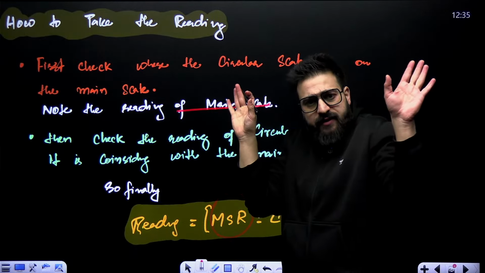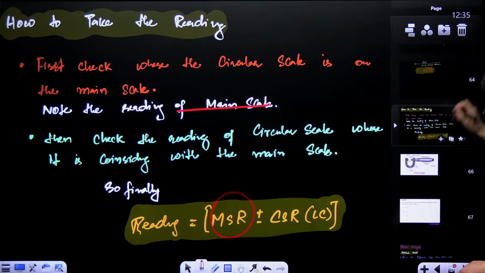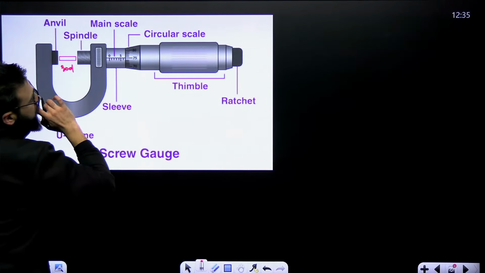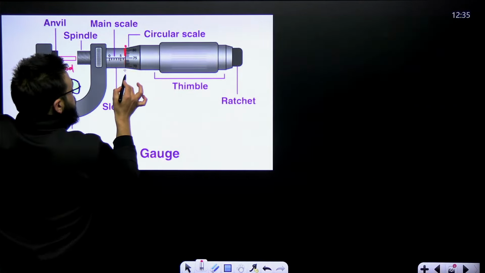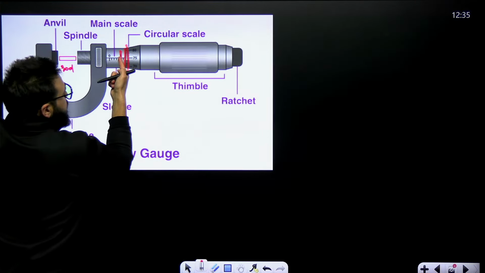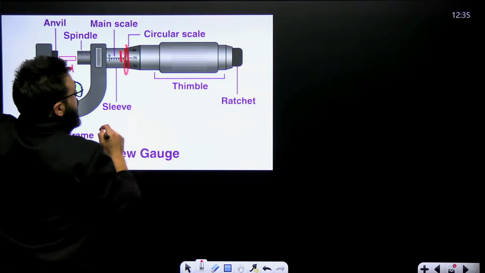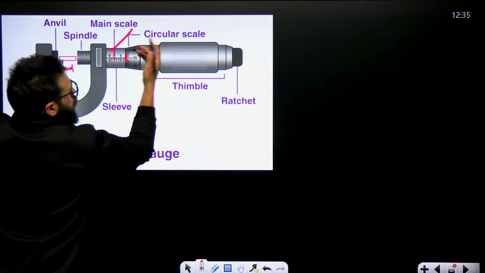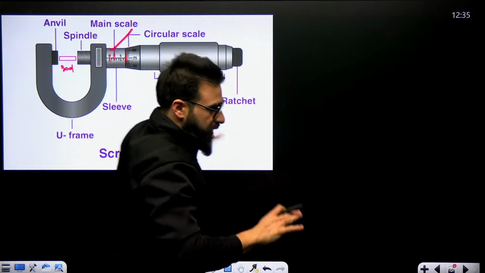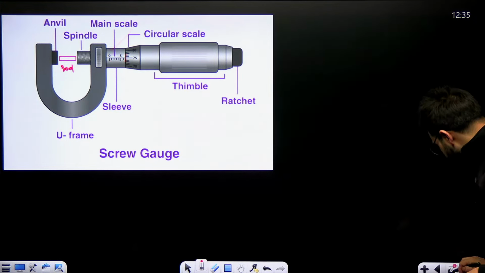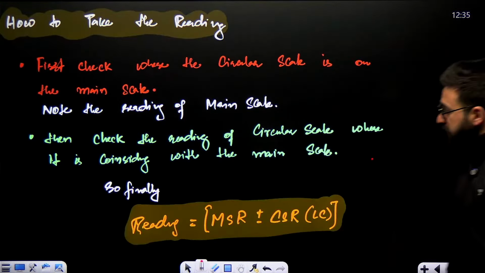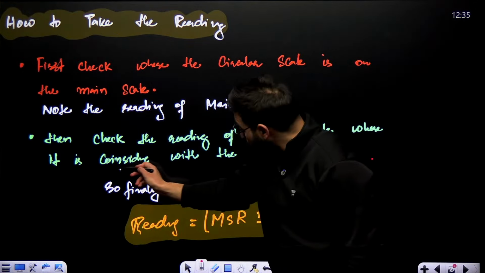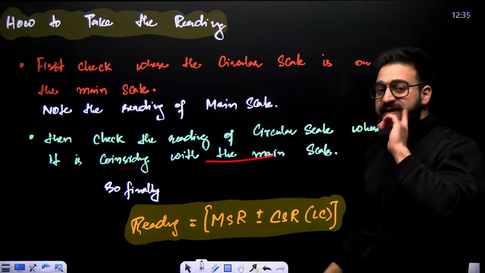Yes, sir, clear. We are able to understand how do we take the reading of the main scale. You have to check at where the circular scale is on the main scale. Let's suppose this circular scale was present at this 5. Then the reading of main scale was 5. If it was present over here at 0, then the reading was 0. So it is somewhere around over here, reading would be something according to the main scale. Now, next is, then check the reading of the circular scale where it is coinciding with the main scale.